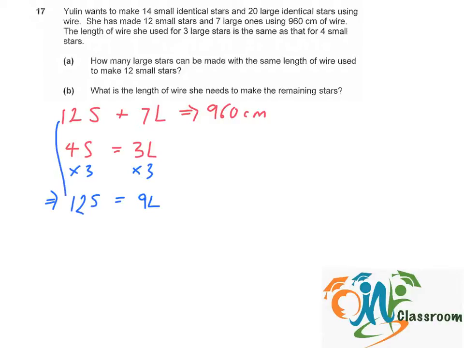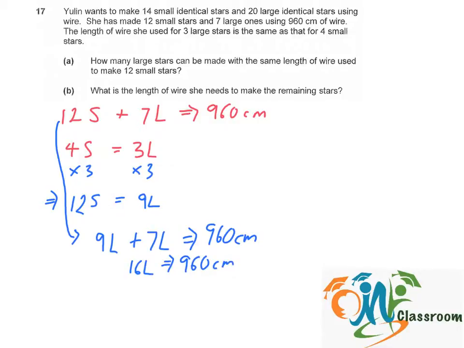Change these 12 stars to 9 large. So 9 large plus 7 large stars, we will need 960 cm. So that means 16 large stars requires 960 cm, and 1 large star will require 960 divided by 16. That will be 60 cm.